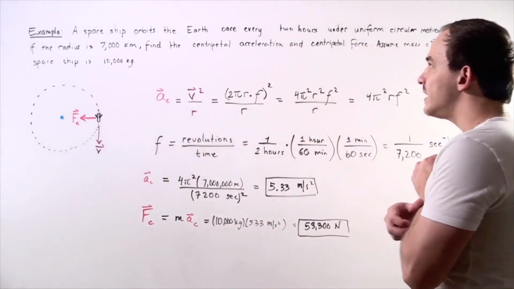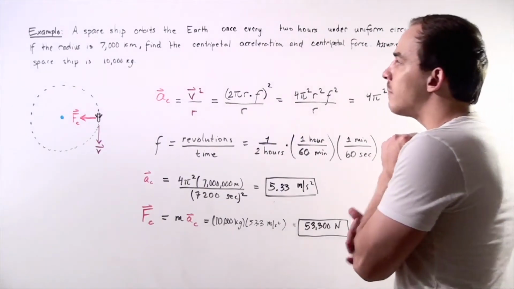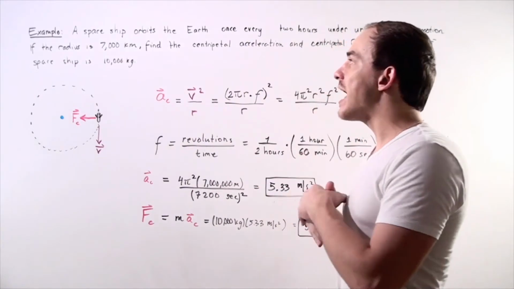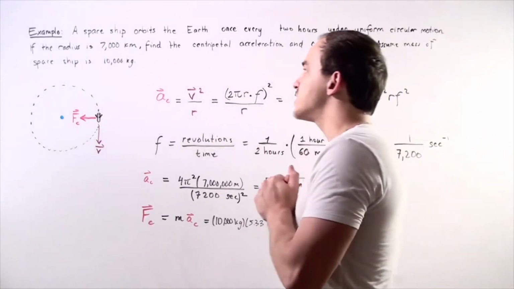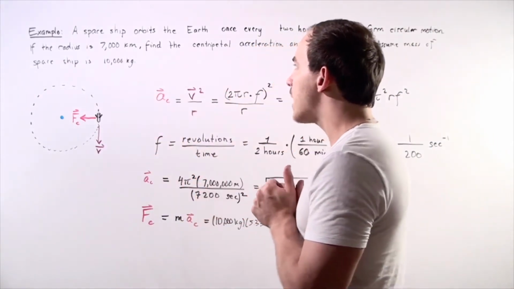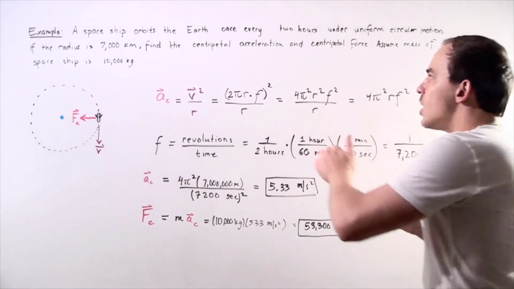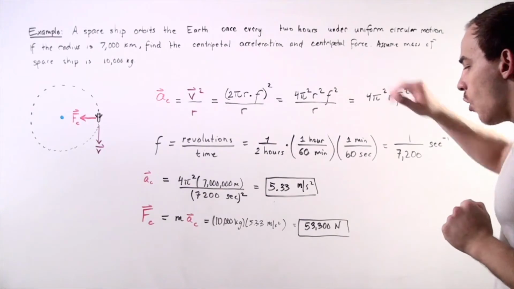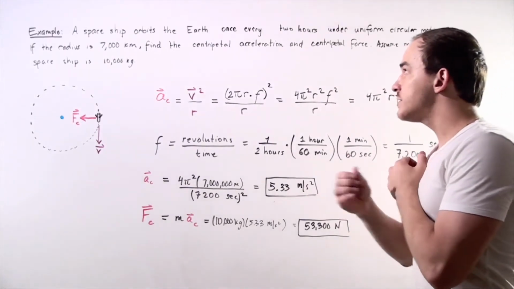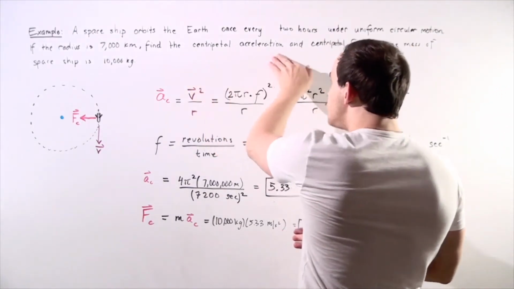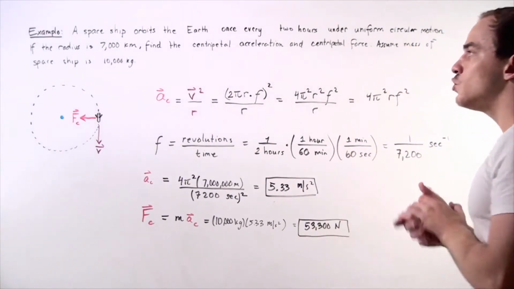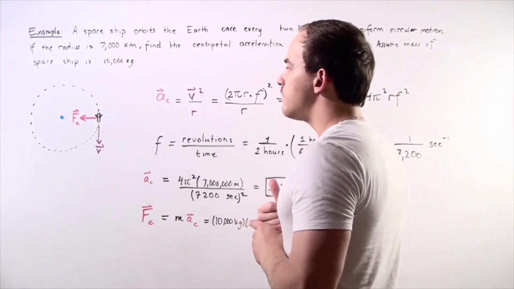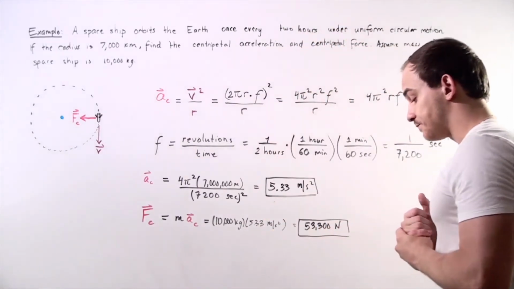So what exactly are we asked to find in this problem? Well, given that the radius is 7,000 kilometers and the mass of the spaceship is 10,000 kilograms, we want to find the centripetal acceleration as well as the centripetal force. First we must find the centripetal acceleration, and then we can use Newton's second law of motion to find the net force on our object.